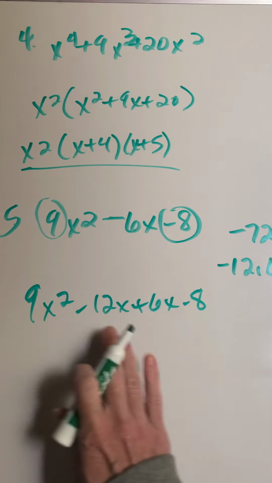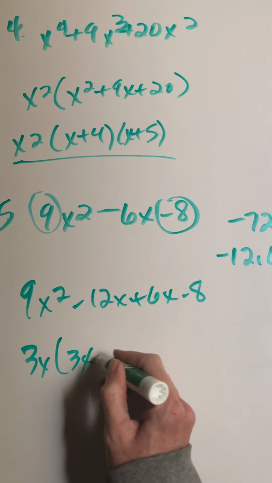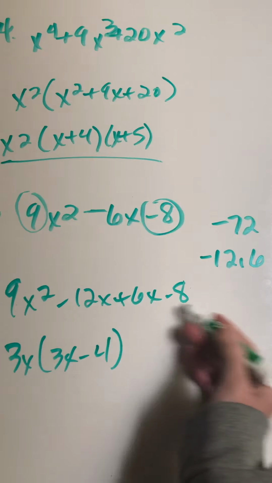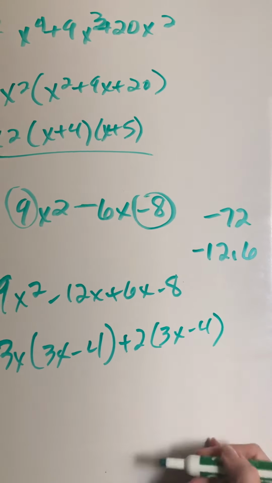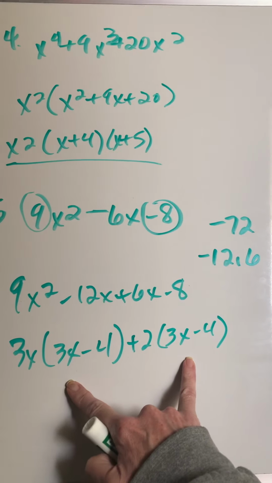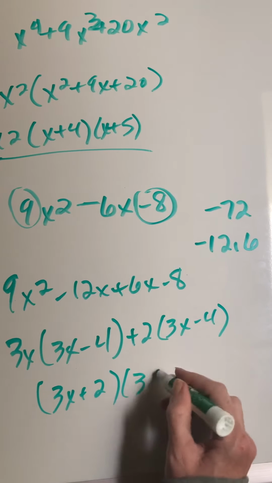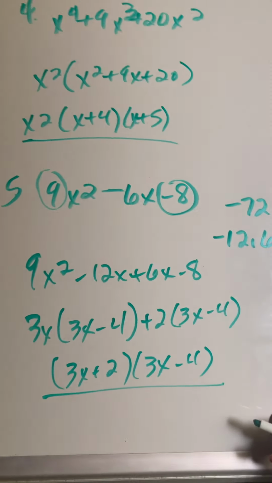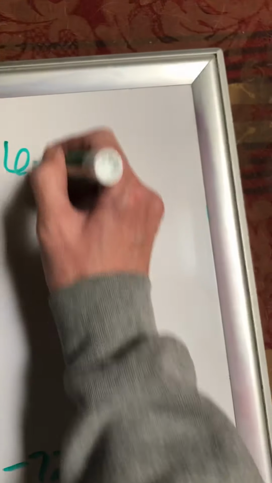You can take a 3x out of the first two. So we take a 3x out. That leaves 3x minus 4. Then you can take a 2 out of the next two. That leaves a 3x minus 4. So our parentheses match. So then 3x plus 2, 3x minus 4. So that's number 5.